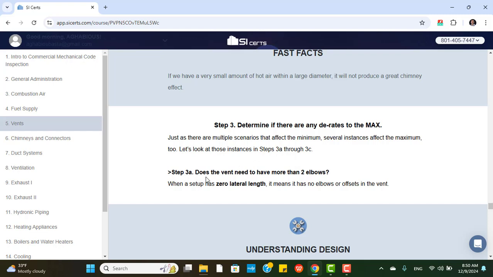Step 3A, does the vent need to have more than 2 elbows? When a setup has 0 lateral length, it means it has no elbows or offsets in the vent.